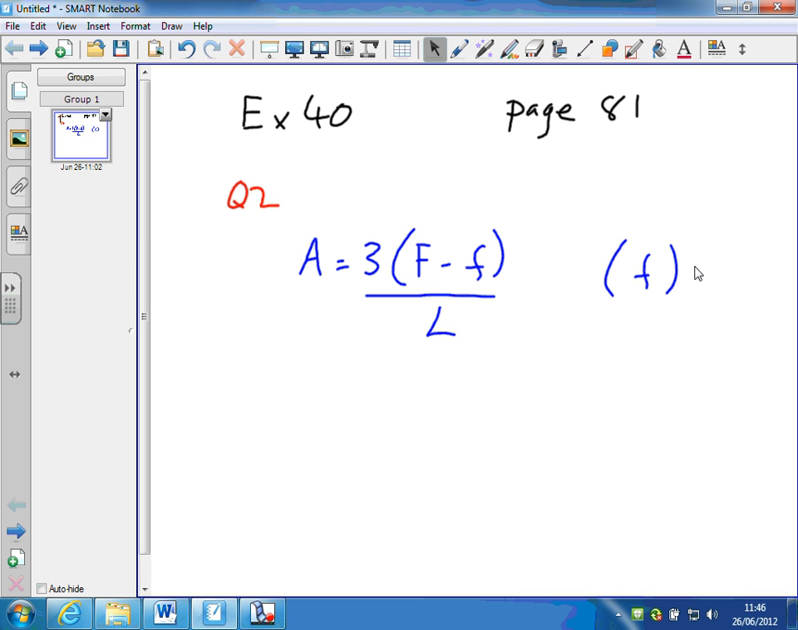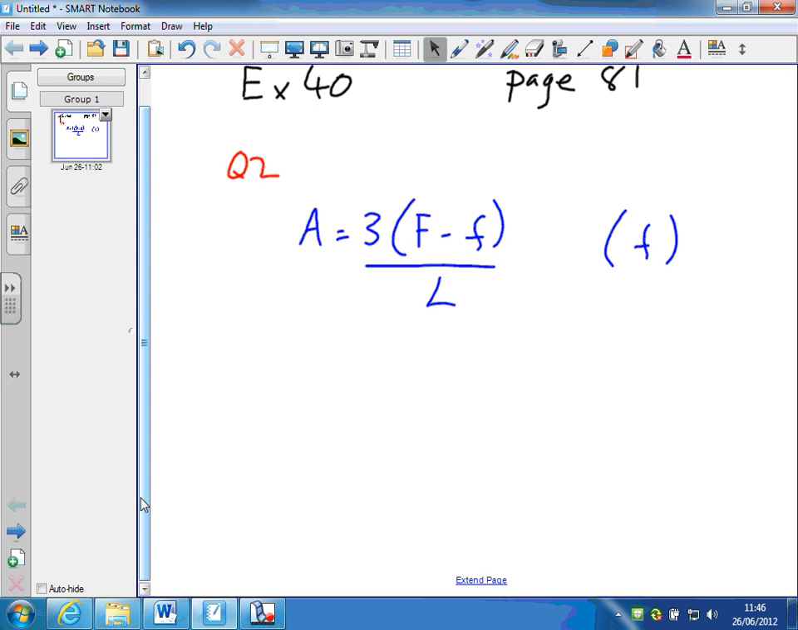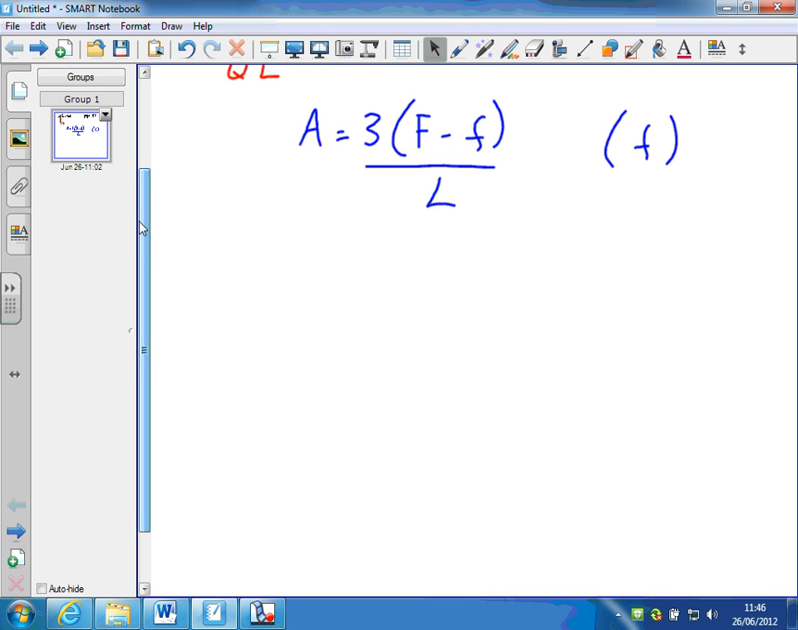So let's look at the solution. First job I would suggest would be to multiply both sides by L. If we look at the formula, if I want to get little f on its own, then it's inside a bracket, and then that bracket has been times by 3 and divided by L. So dividing by L would get rid of that. So multiplying both sides by L, AL equals 3 times (F minus f).